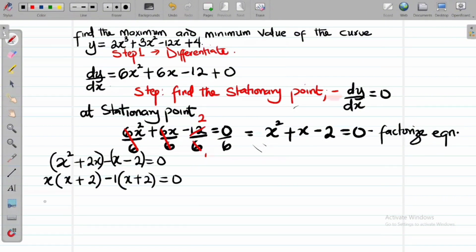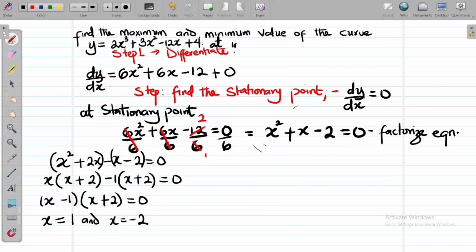At that point, I'm having (x − 1)(x + 2) = 0. Open the bracket, the roots of the equation: x will be 1, and x will be equal to −2. So we now have two roots, x = 1 and x = −2. And in the question, we're given an interval to solve with. It said we should find the maximum and minimum point of this equation at intervals.